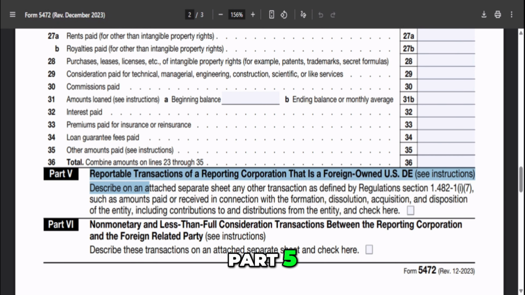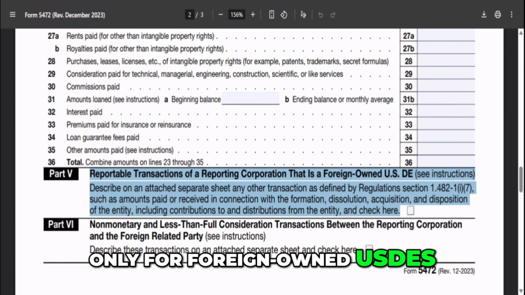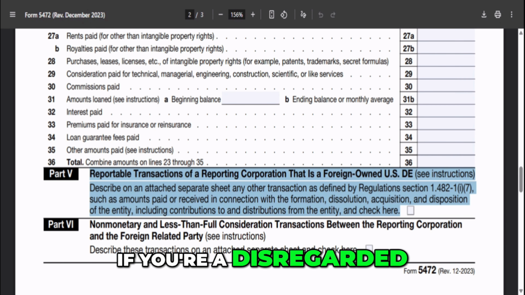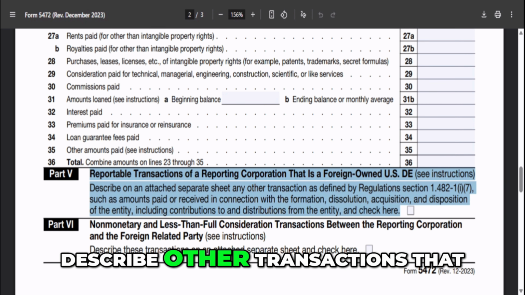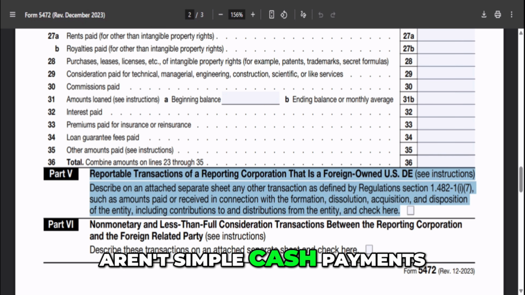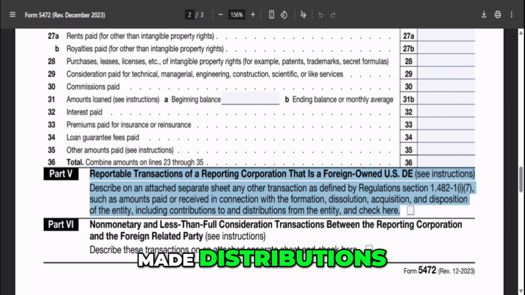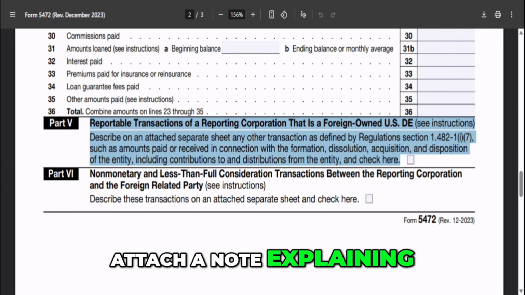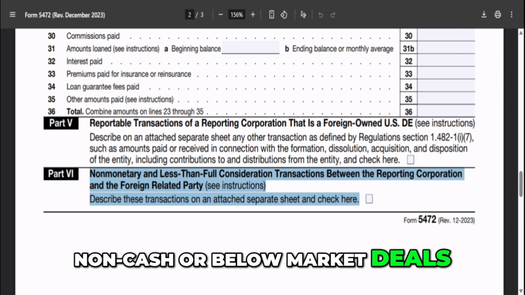Part 5. Only for foreign-owned USDEs. If you're a disregarded entity owned by a foreign person, this is where you describe other transactions that aren't simple cash payments, like when you got capital contributions, made distributions, or reorganized. Attach a note explaining. Part 6. Non-cash or below-market deals.